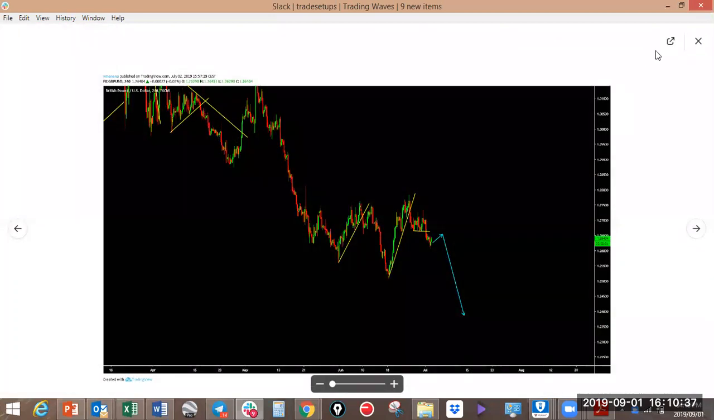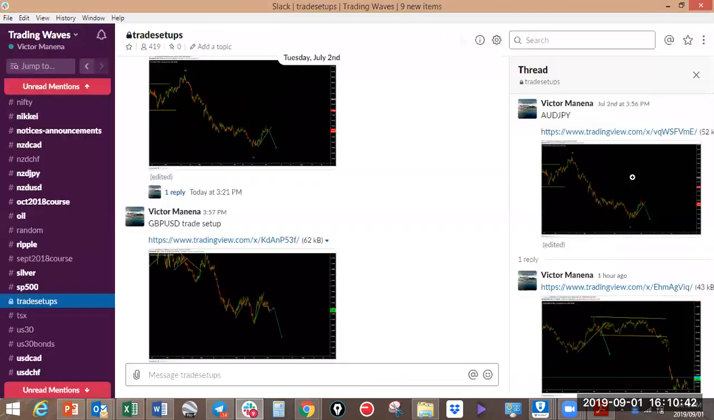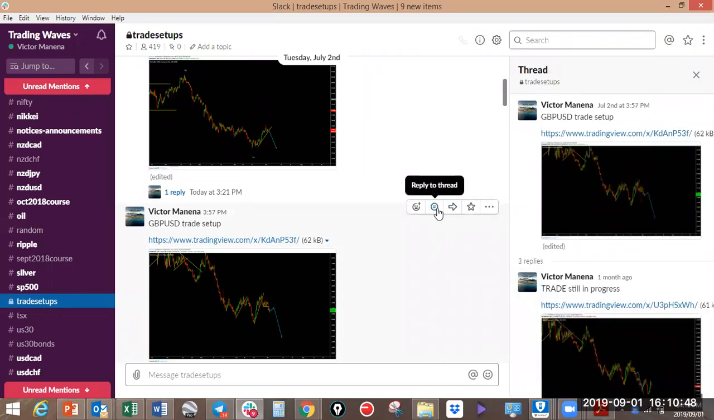Pound US dollar, you've seen this one before. I've sent you the updates. I've sent you entry points. No, not for you guys. The entry points are for our group. So this is pound US dollar, and these are the updates on the pound US dollar pair.